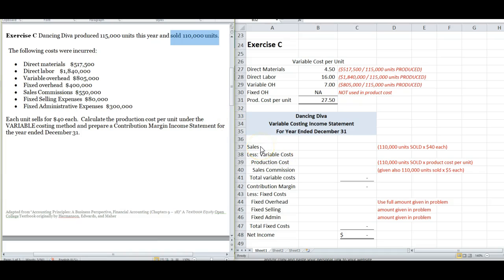So we're going to start with our sales. Here it tells us that each unit sells for $40. So to get our sales amount, we'll take the units sold times $40 each.